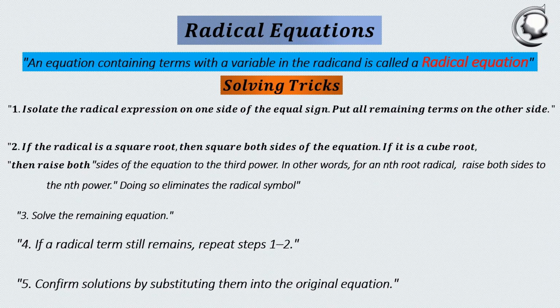Here is the step students sometimes skip. Check your solutions in the original equation. Squaring can introduce an extraneous solution, so the original equation is the final judge. That final check is part of the method, not an optional extra.